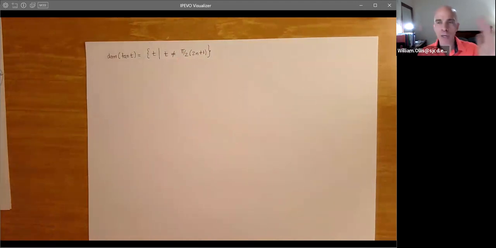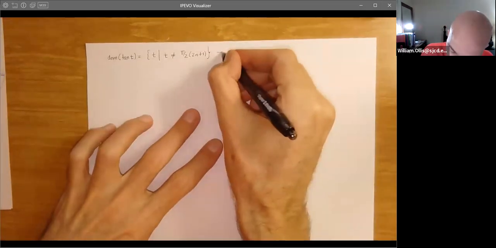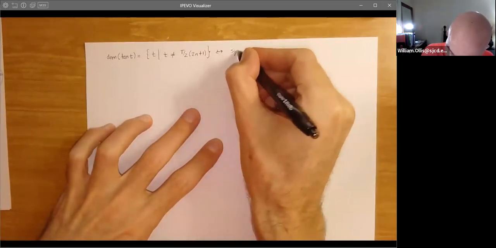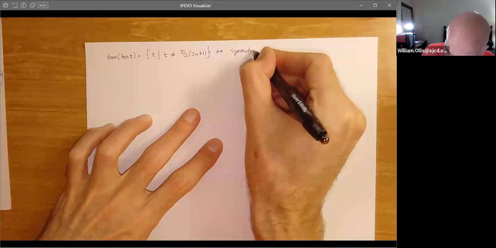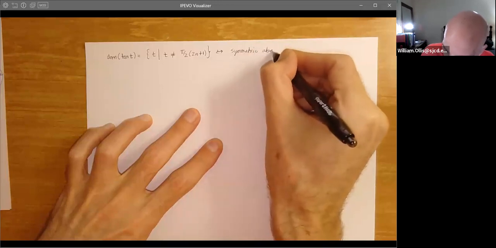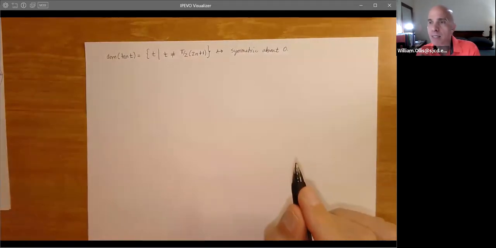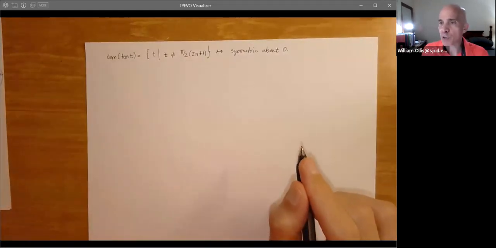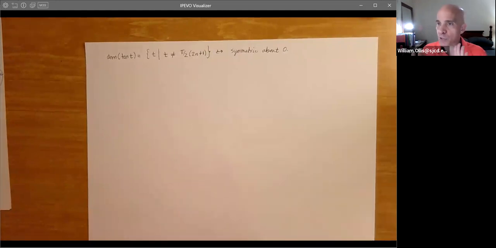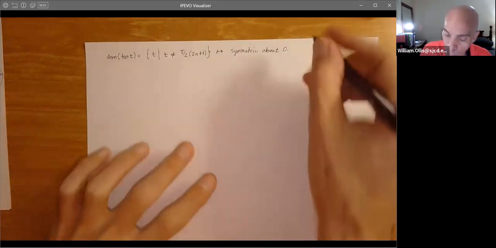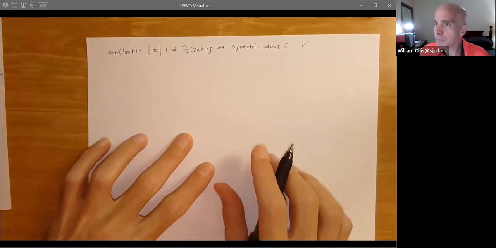So pi over 2, negative pi over 2. Okay? 3 pi over 2, negative 3 pi over 2. Those are all symmetric about the origin. So this is a symmetric domain, symmetric about 0. Remember, we need that. If t is in the domain, its additive inverse must be in the domain, because that is the first premise of the definition of even or odd. So we get that for free, all right?